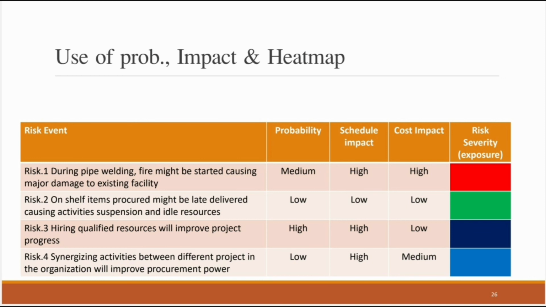So this is how it will be represented in my risk register. The first risk is going to be a red risk. The second risk will be green, the third will be dark navy blue, and the fourth risk will be blue.